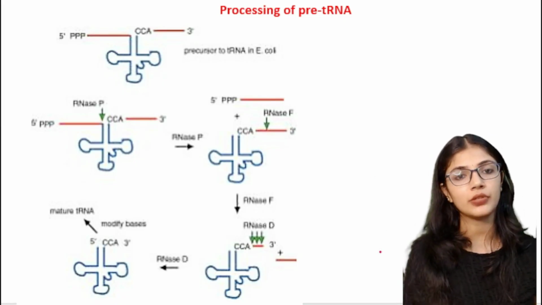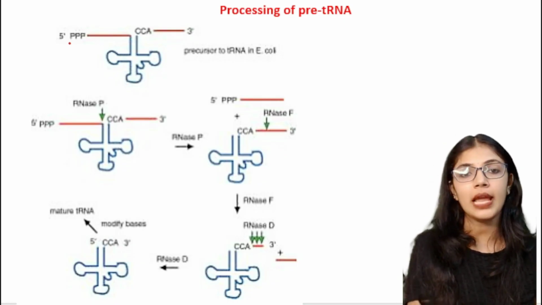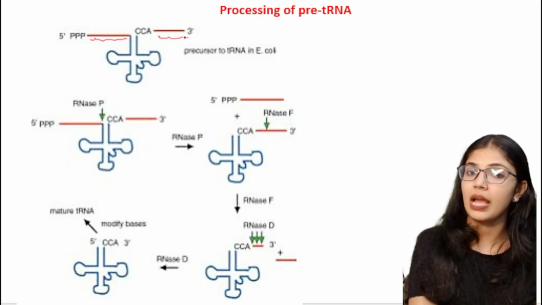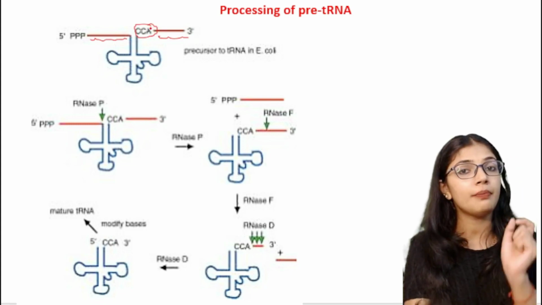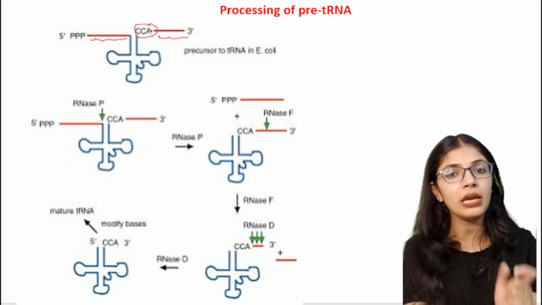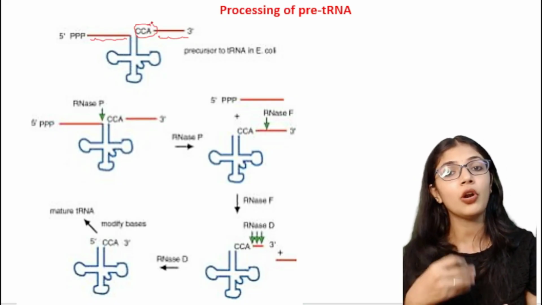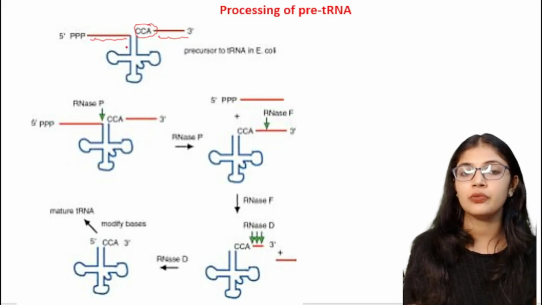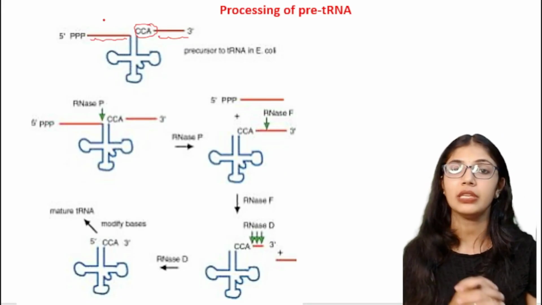During transcription there are some extra sequences present in this tRNA. Like in the 5' end there are some extra sequences, as well as in the 3' end. But the CCA sequence which is present is not from the transcription of the genomic sequence. It is added during the process of modification of this tRNA. Okay, so these extra sequences present in the 5' end as well as the 3' end need to be removed by some nucleases.